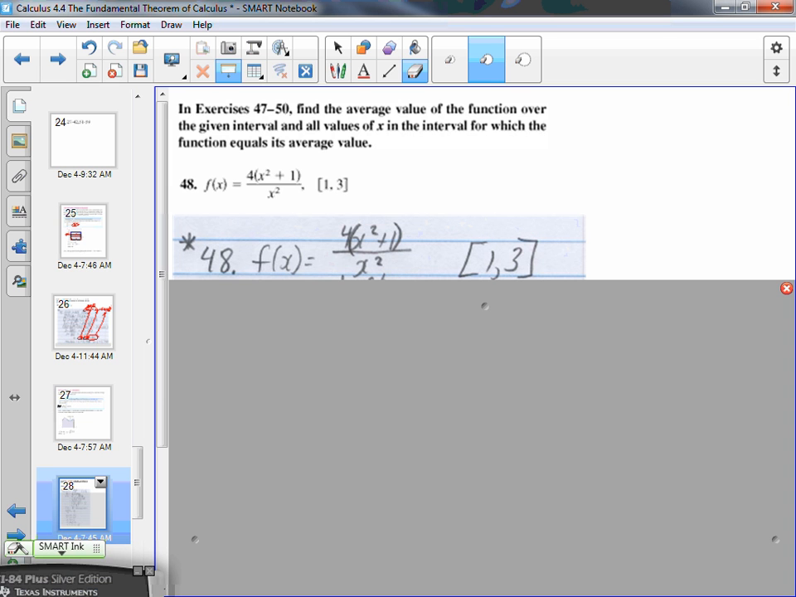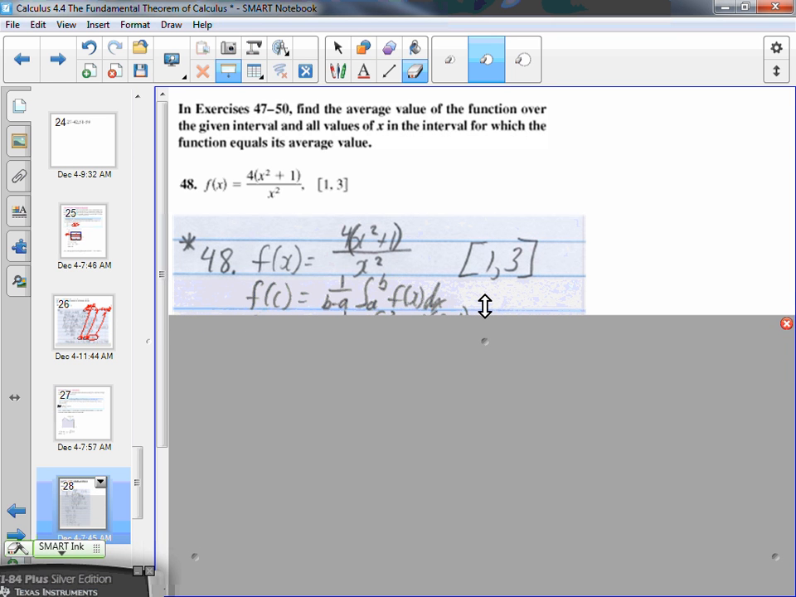Now, we're supposed to do two things. We're supposed to find the average value, and we're supposed to find all the x coordinates for which it occurs. All right? So let's find the average value using the formula, the definition that we have. The average value, f of c, equals 1 over b minus a times the integral from a to b of f of x dx.